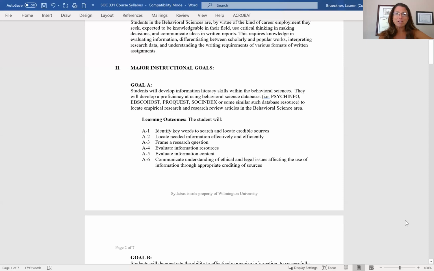Looking at our goals here, our very first one is that you as a student in SOC 331 will develop literacy skills within the behavioral sciences area. You will become proficient at using databases such as PsycInfo, EBSCOhost, ProQuest, and SOC Index. These can all be found on the Wilmington University Library. And I encourage you to use them often and early because they will be a great resource to you when you are completing your assignments for this course.